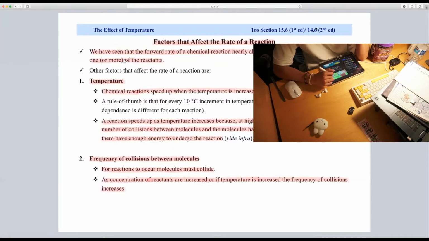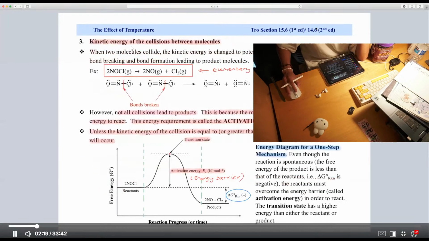Now, both temperature and concentration affect how fast the reaction takes place because they're both affected by the frequency of collisions. If you raise either temperature or concentration, you increase the frequency of collisions, and therefore the reaction proceeds a lot faster. In the case of concentration, if you increase the number of molecules of reactants, they can collide with each other more frequently, and therefore the frequency of the collision increases. And so we say one factor that influences how frequently the reaction takes place is the frequency of collisions, and the frequency of collisions is affected both by concentration and temperature.